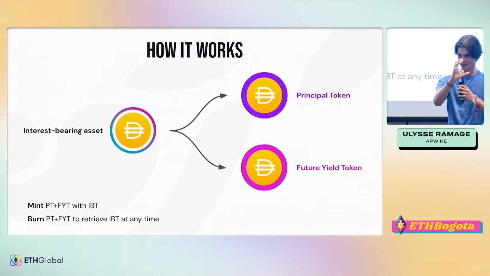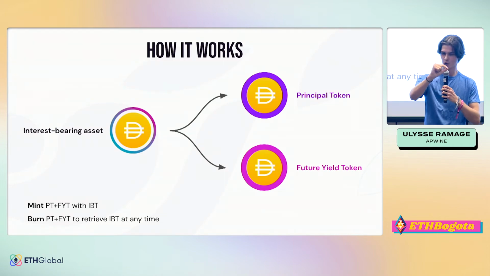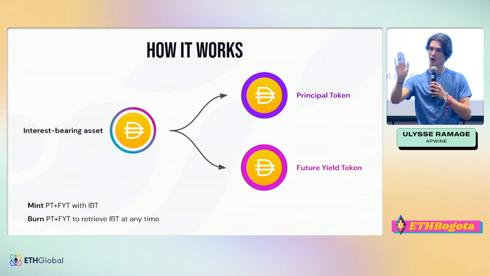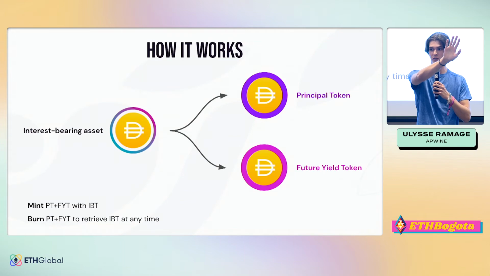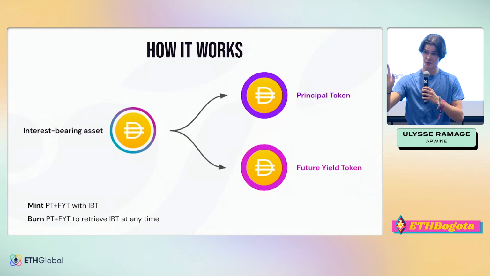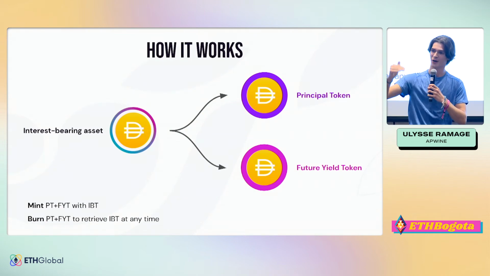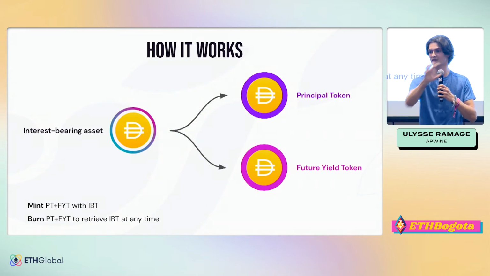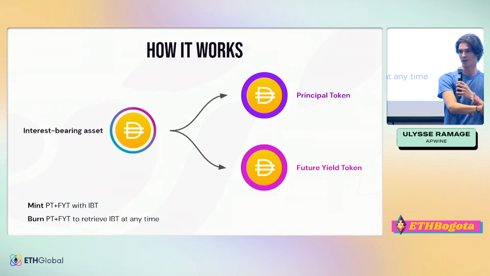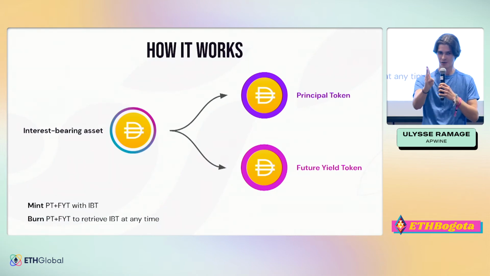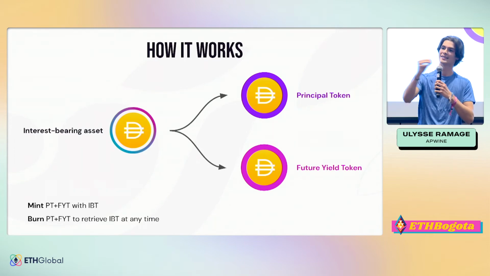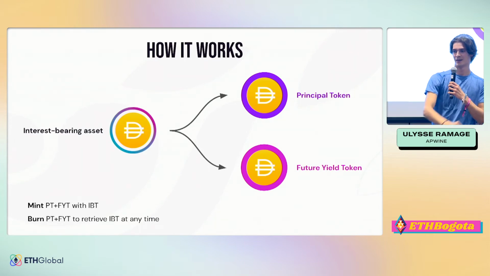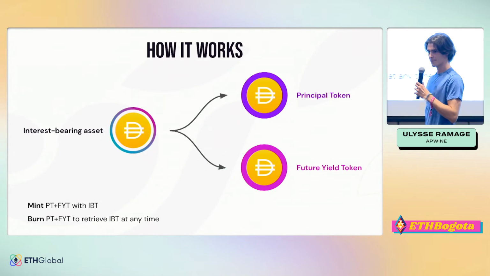So it splits this interest-bearing token into 2 tokens. If you deposit $100, your PT is going to be worth exactly $100, not more, not less, all the time. And because this generates yield, all the yield over $100 is going to go not in the PT, but into the FYT. So from the time 0 to the time 1 month after, all the yield is going to go inside of the FYT.